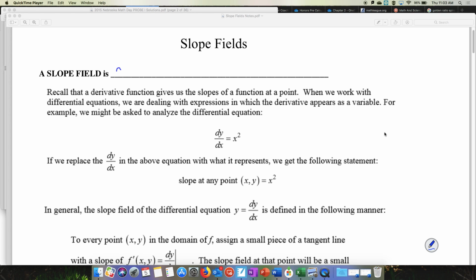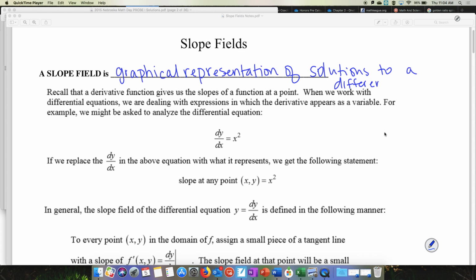Okay. So it's a graph. I'm going to call it a graphical representation of solutions to what? Differential equation. Differential equation. Okay.